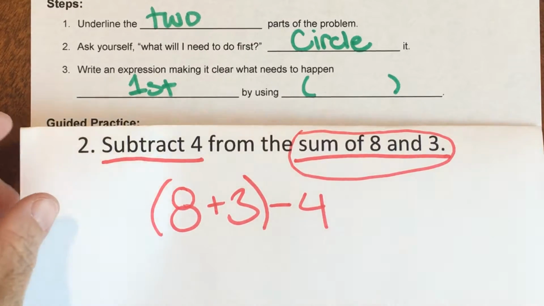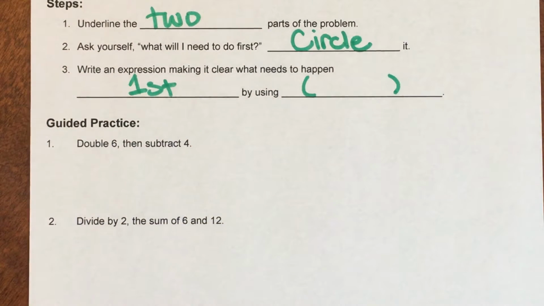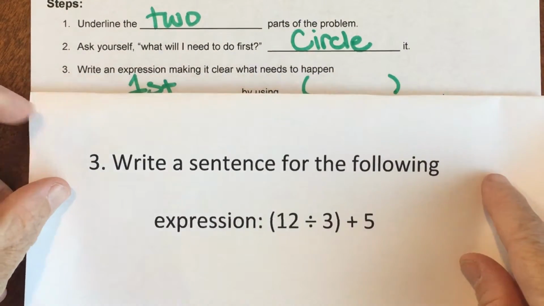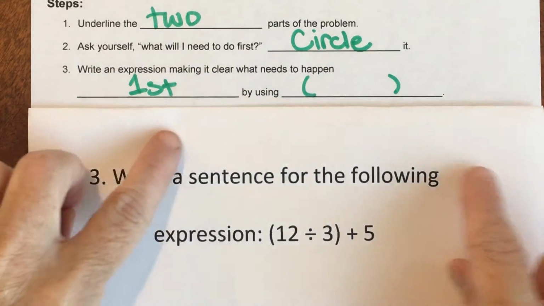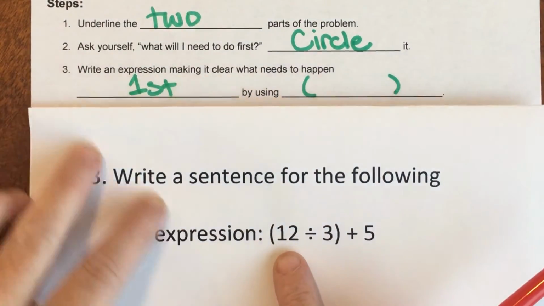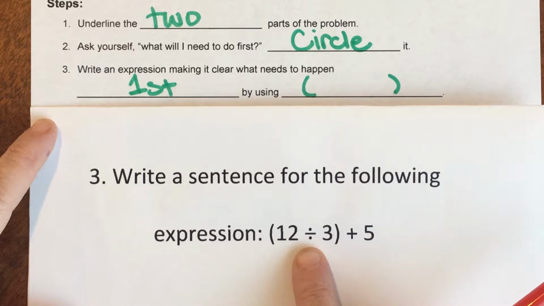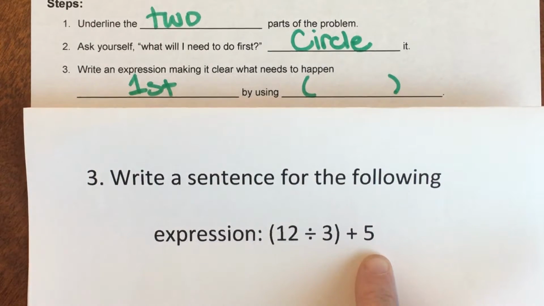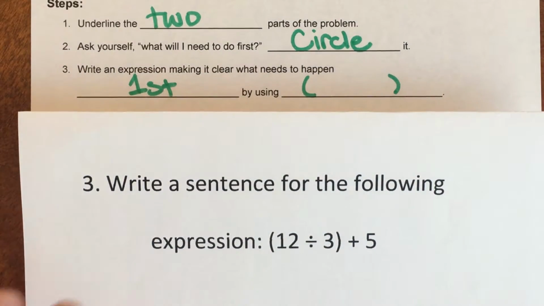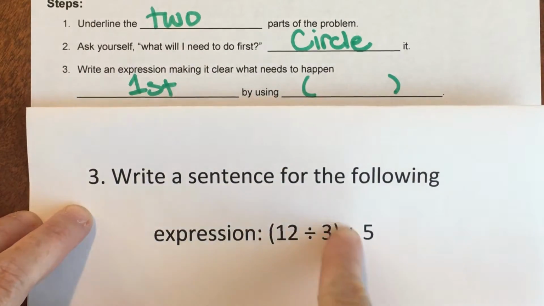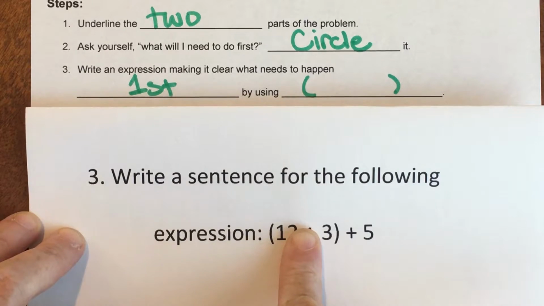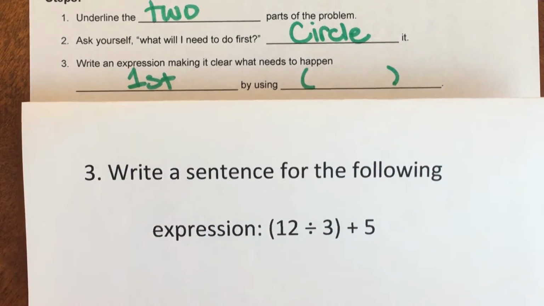My last one that I'm going to do with you is a little different. This time they gave me the expression and they want me to actually write the sentence. So this time they gave me 12 divided by 3 in parentheses and then plus 5. So they want somehow me to make it clear that I'm going to do this first. So I can use a lot of different language.